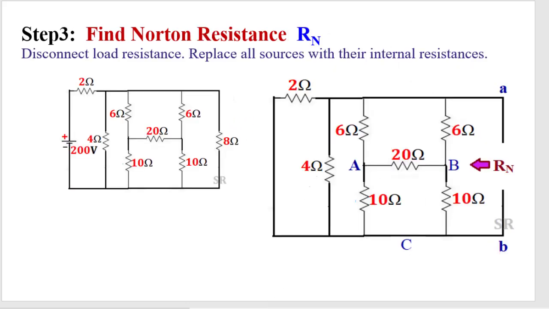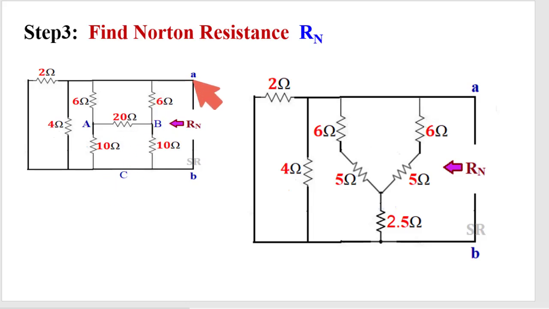Next, to calculate the Norton resistance, the load will be removed. So this resistance has been removed here. See here, this is open, and the source will be replaced with its internal resistance. Here this is an ideal source, so it is a short circuit. Now this is the circuit to calculate Norton resistance.